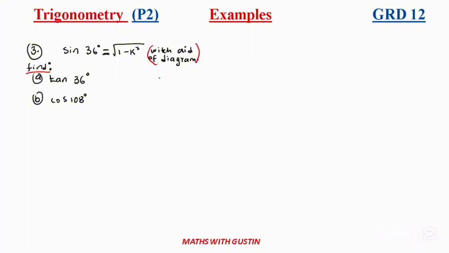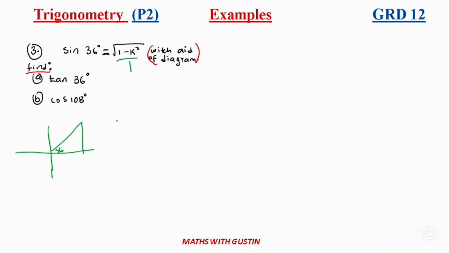Right, so now let's have a look at this one. It said with an aid of a diagram, we need to find tan 36 and also need to find cos 108. So let's go ahead and look at this one with an aid of a diagram as we continue with the green color here. There you go. We know that they're giving us sine 36. So sine 36, it means here it's over 1.